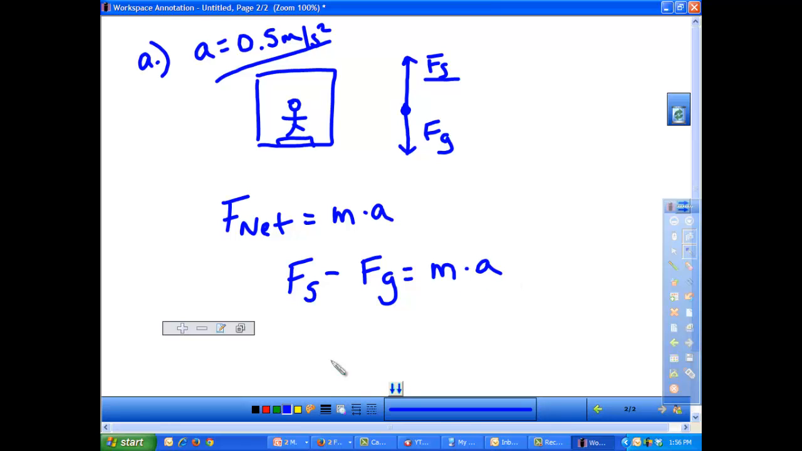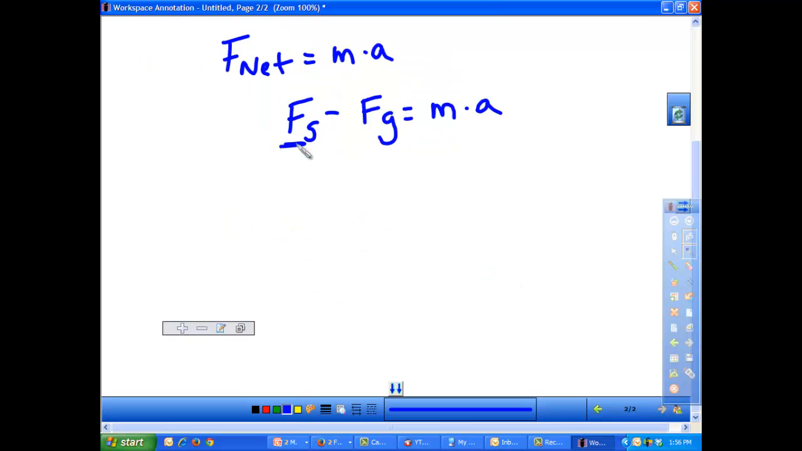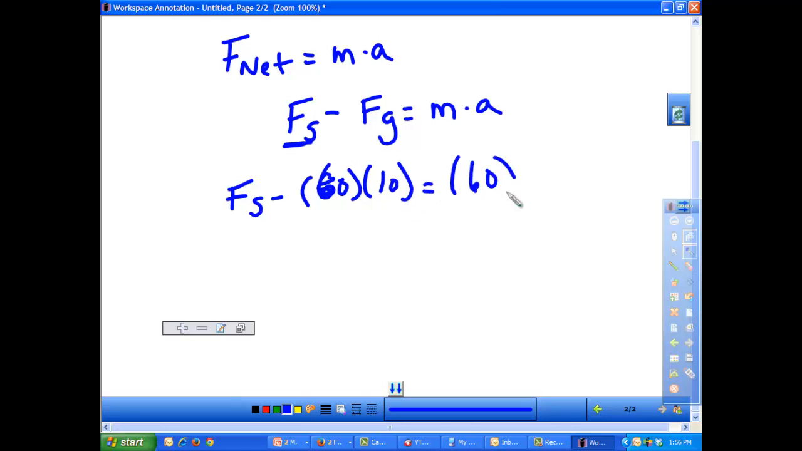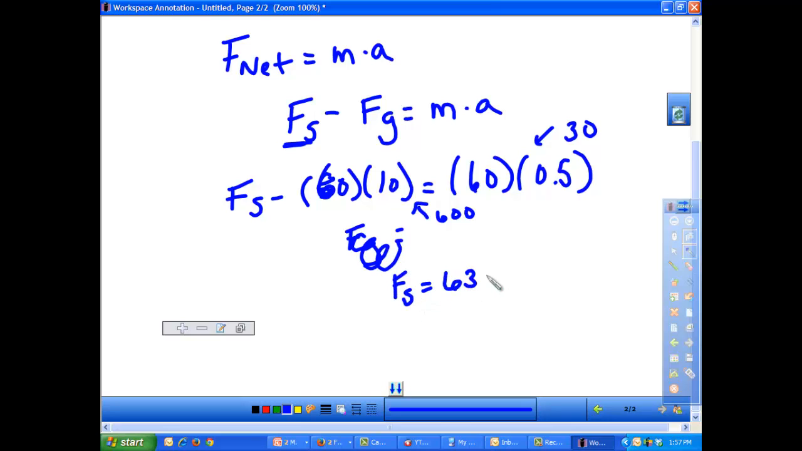Now, we know all of these bits except this. So let's go ahead and put force of gravity is his mass, which I think was 60, times gravity, which is 10. And then his mass here, 60, and then his acceleration is 0.5. Alright, so this becomes 30, and this becomes 600. Right? So that means that the force on the scale is 630.